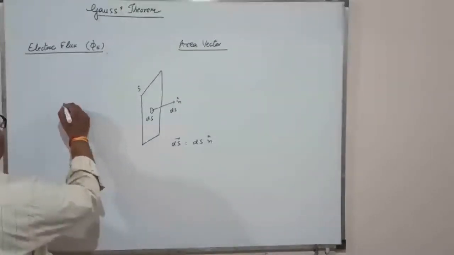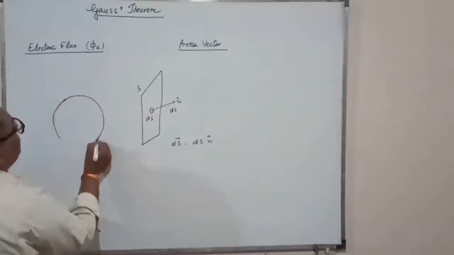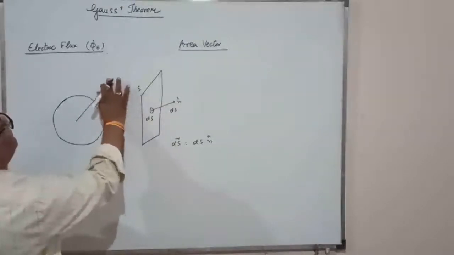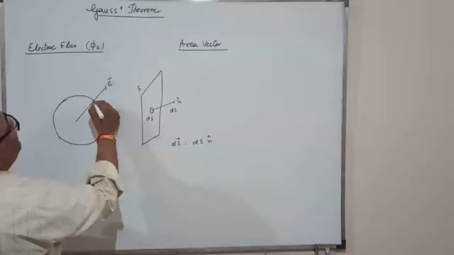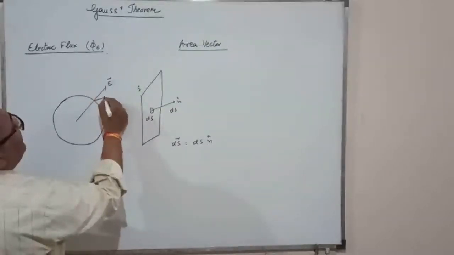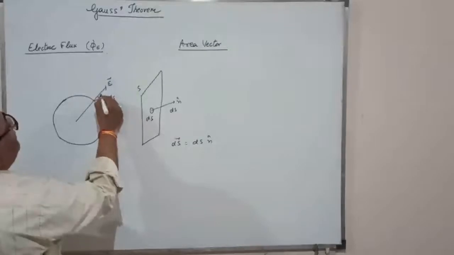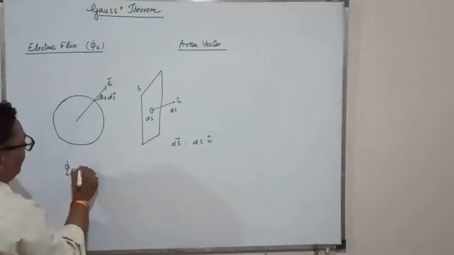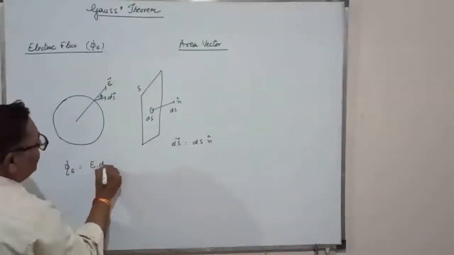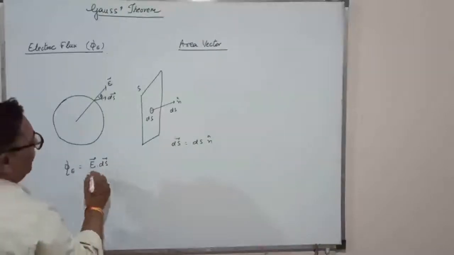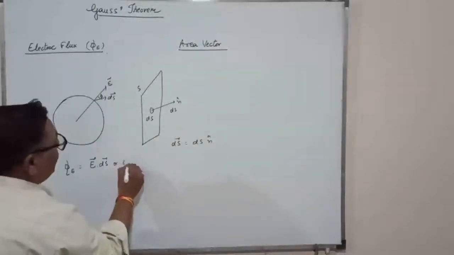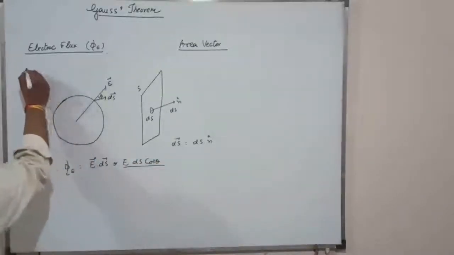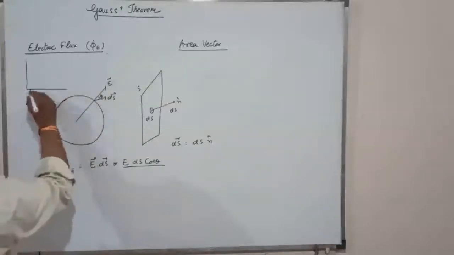Suppose this is the surface, and this is the direction of E, the electric field intensity, and this is the direction of area ds, with angle theta between them. Then phi E is given by E dot ds, or E ds cos theta. As we have studied in class 11, this is the dot product.